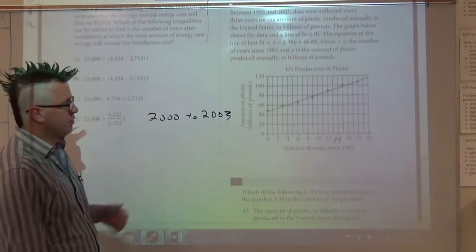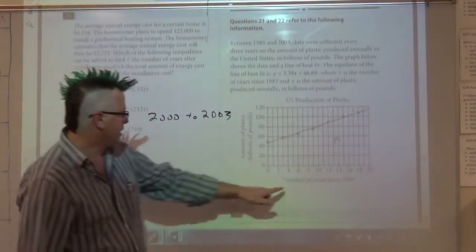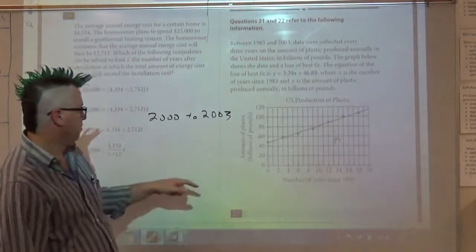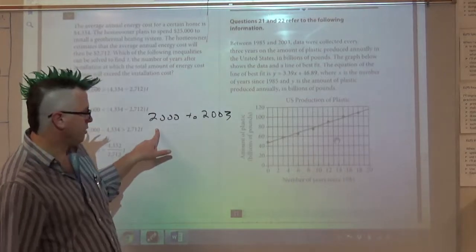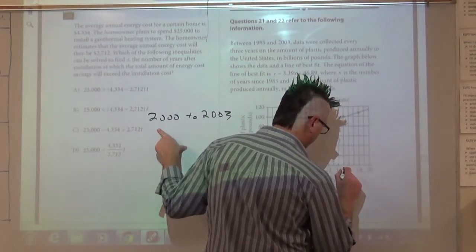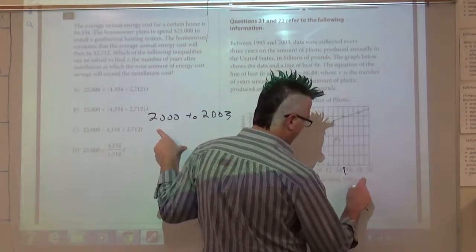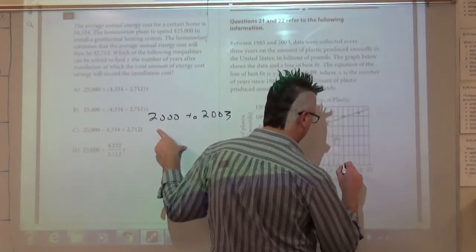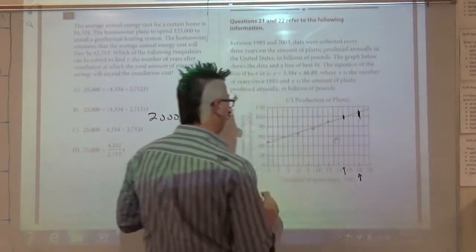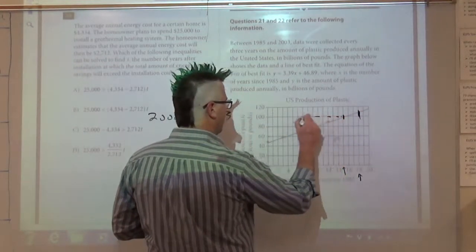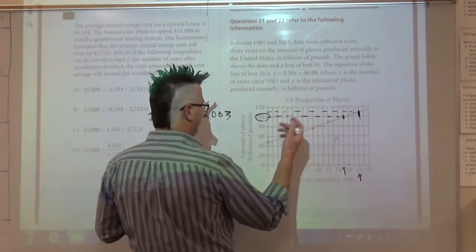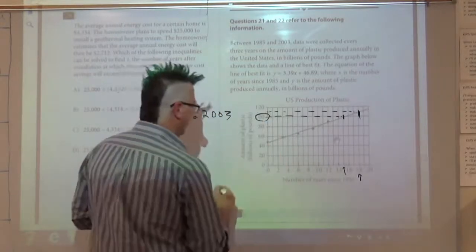So we have to go back and look at the graph. It says number of years since 85. So from 85 to 2000 is 15 years. So we're looking at here, and we're going to here. They want to know from here to here, and it looks like it went from 100 to roughly 110.